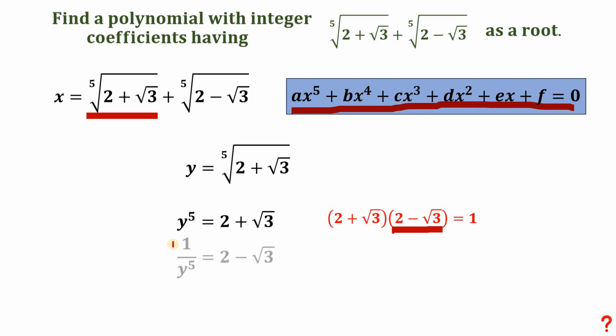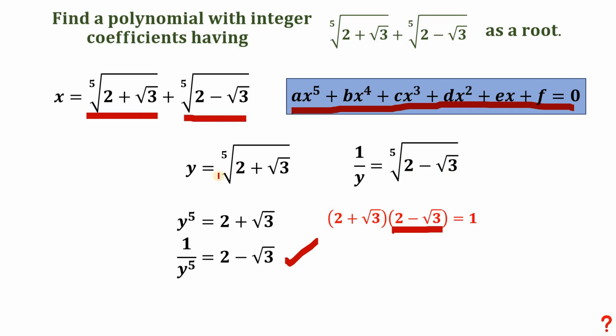So, we can say that 1 over y raised to the fifth power, or the reciprocal of y raised to the fifth power, is just 2 minus square root of 3, or the conjugate of 2 plus square root of 3. Now, focus on this equation. If we take the fifth root on both sides, we have that 1 over y equals the fifth root of 2 minus square root of 3. And this is just this expression right over here.